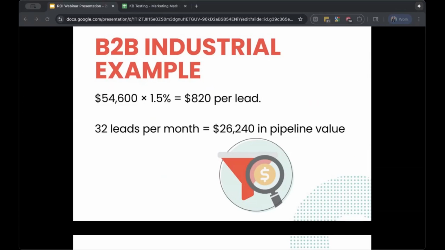So if you're generating 32 leads per month, excuse me, not 30, that's $26,000 in pipeline value. Even if only 5 of those leads close per year, that's still over $270,000 in revenue directly attributed to marketing. So you can start to see how the numbers add up, and suddenly a $5,000 a month ad spend doesn't seem so crazy.